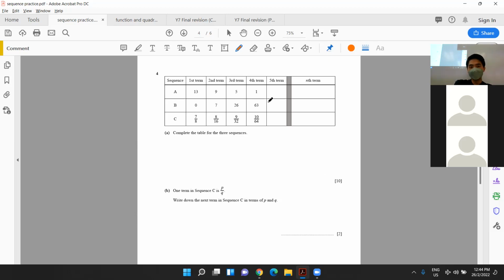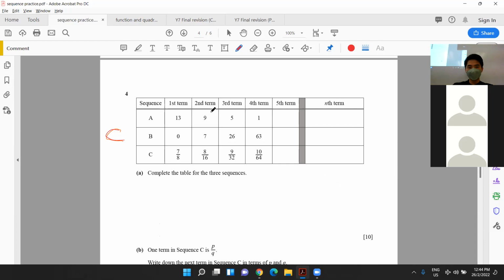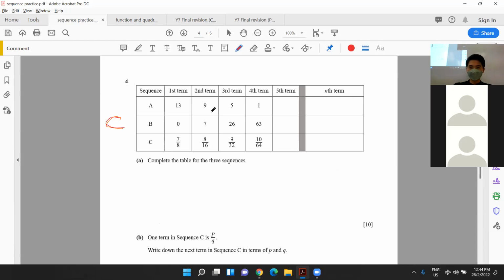Again, for the fourth question, part B is a cubic number. And if you guys look at part C, since it is a fraction, like I mentioned at the beginning, it's going to be an arithmetic sequence over an arithmetic sequence. So just treat it like two arithmetic sequences.